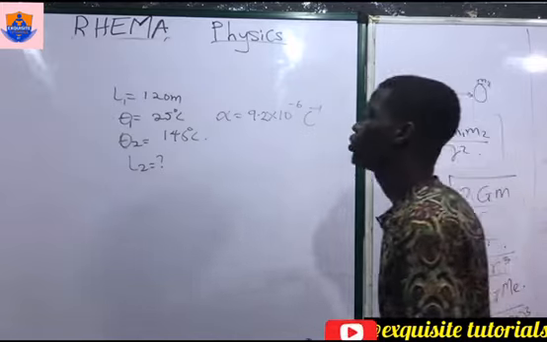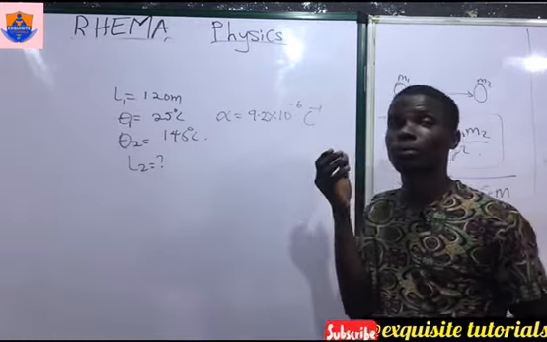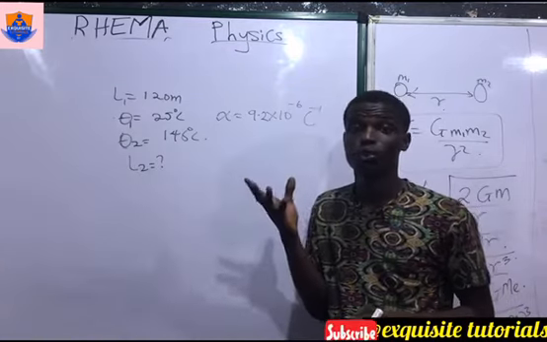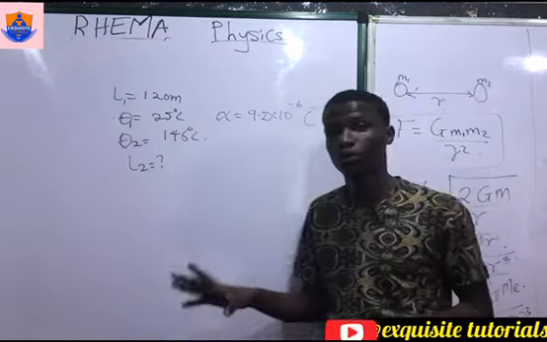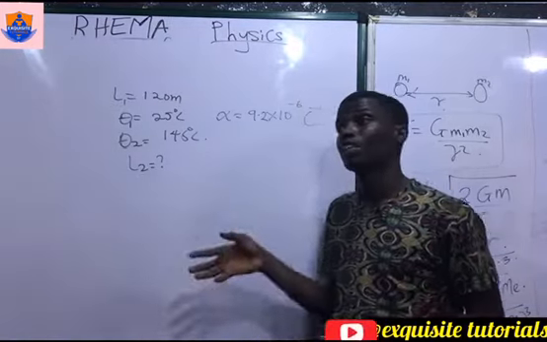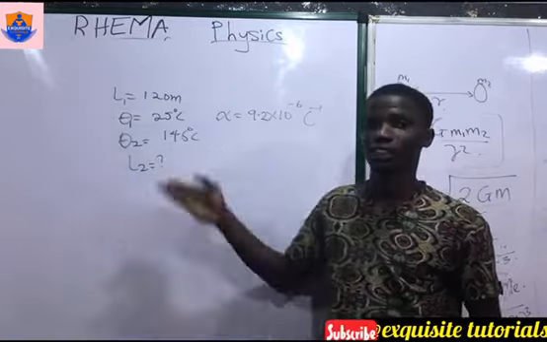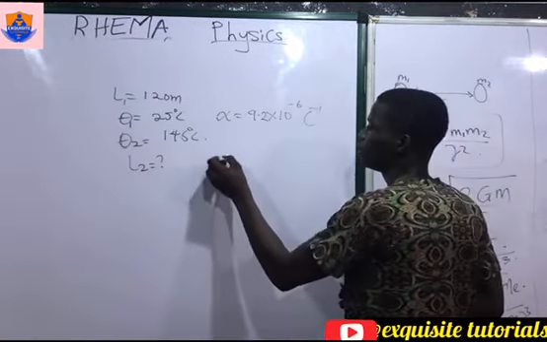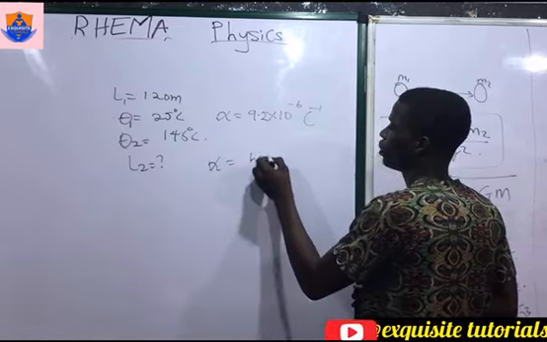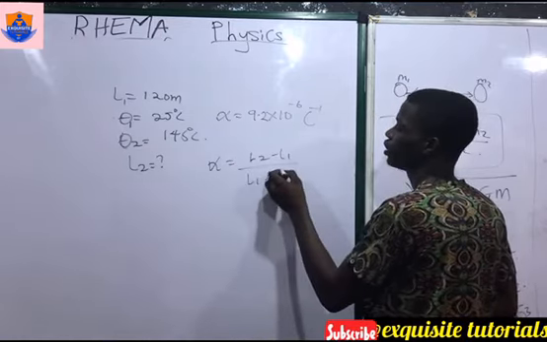So now for you to solve this kind of question, you must first of all try to notice where this question is coming from. Is it linear, cubic, or area expansivity? If you look at it, provided it has to do with length, it is linear. So you just use the formula for linear expansivity, which is alpha is equal to L2 minus L1, that is our change in length, over L1 delta theta.